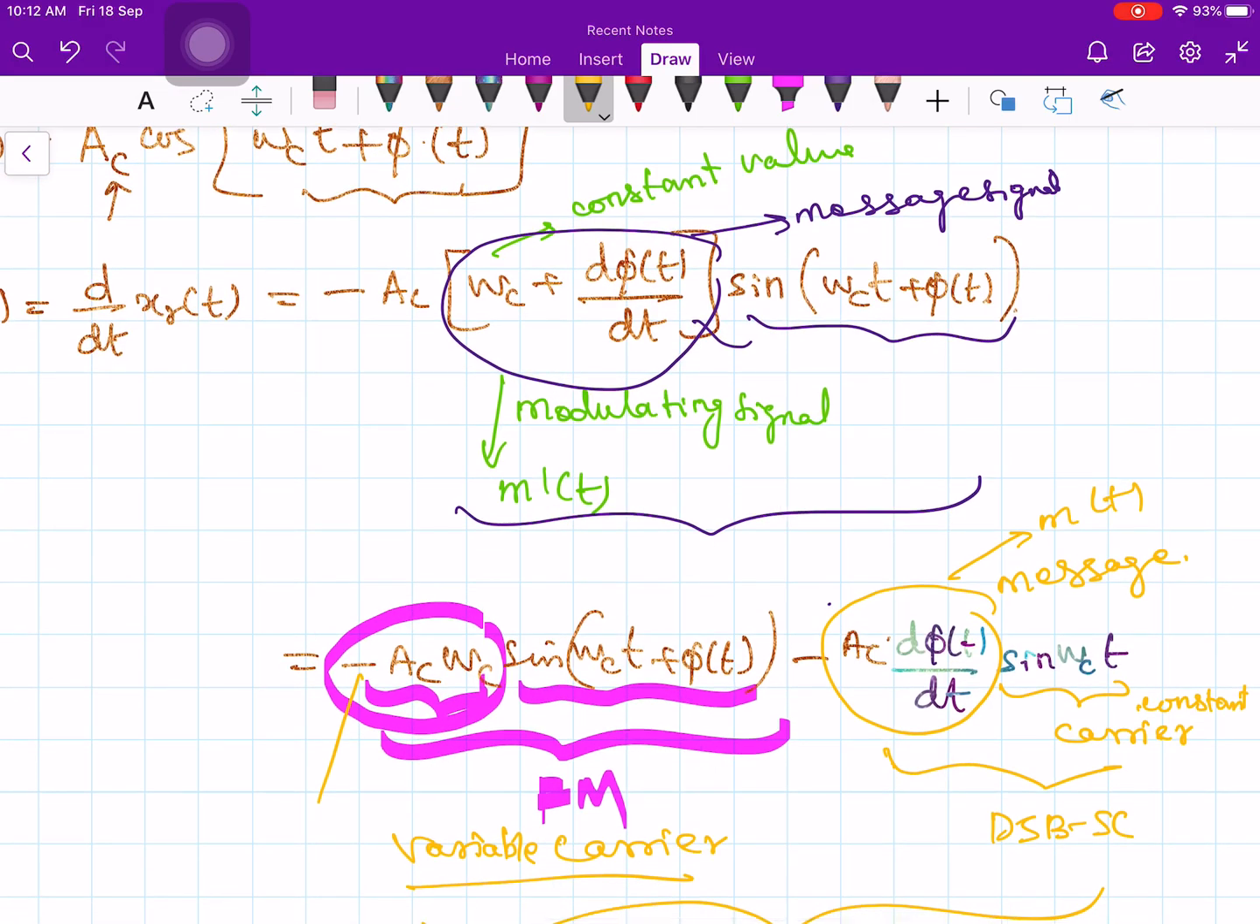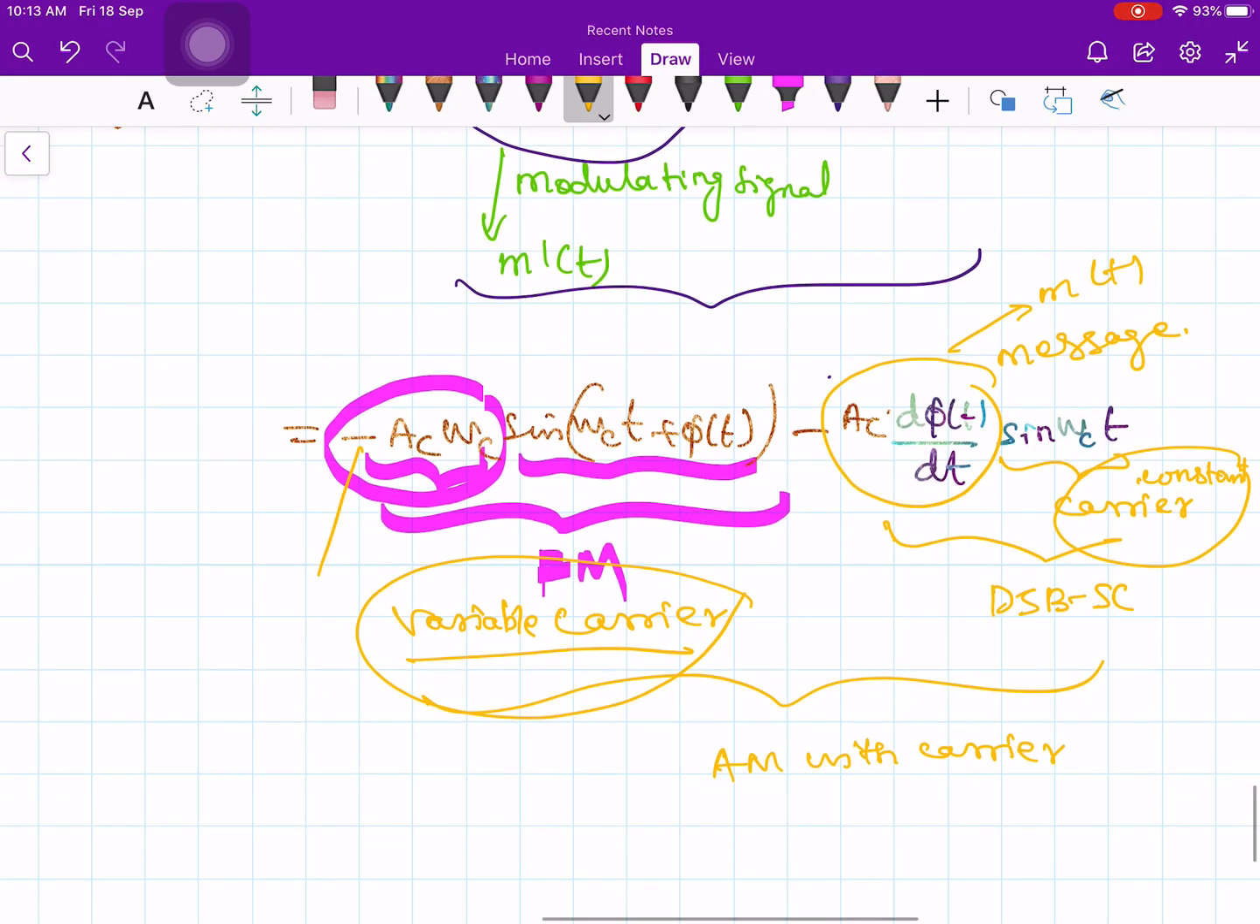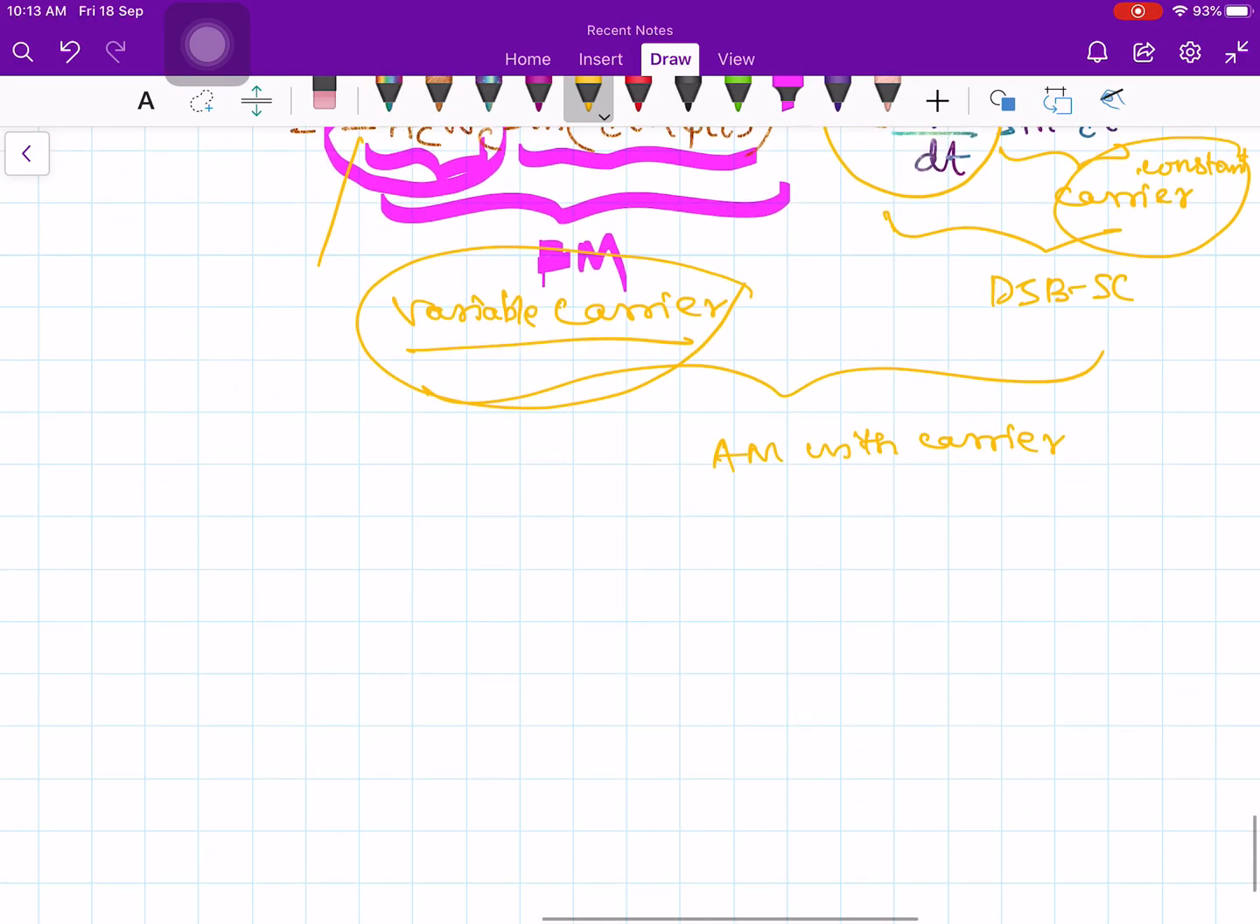Now you can ask me, is there any difference between the normal amplitude modulation and this differentiated frequency modulation? Yes, there is a difference. Here the carrier is a variable carrier, and here the carrier is a constant carrier. The carrier also has some phase variation. Nothing is new. But if you look at the envelope, they don't bother us.